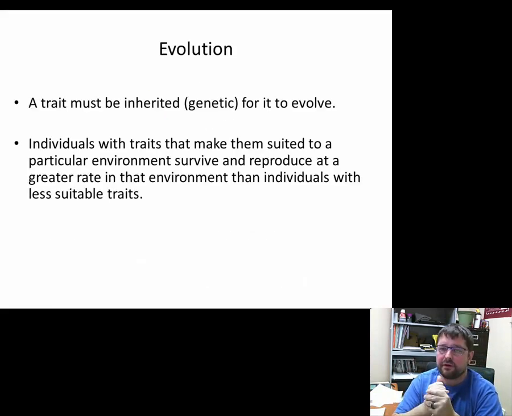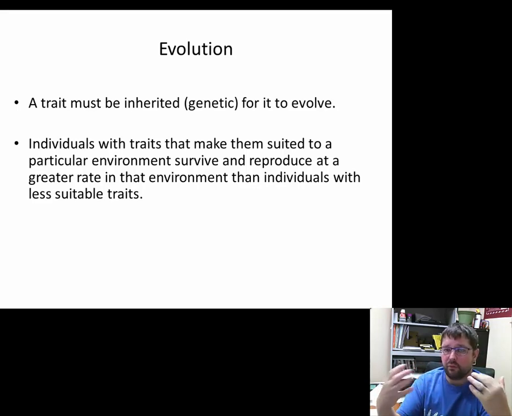Okay? So that kind of brings me to evolution, just the general terminology of evolution that we now know it as. Okay? So traits that evolve have to be inherited. So genetically, there has to be a component for that trait.